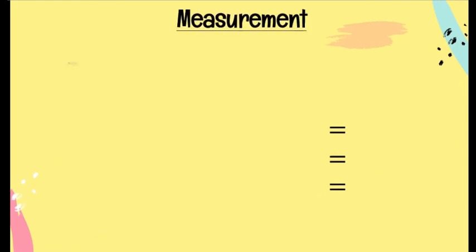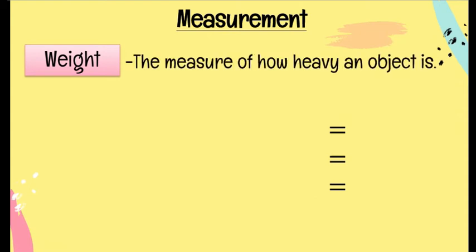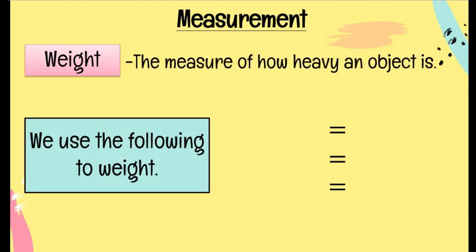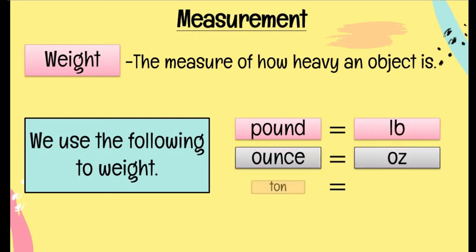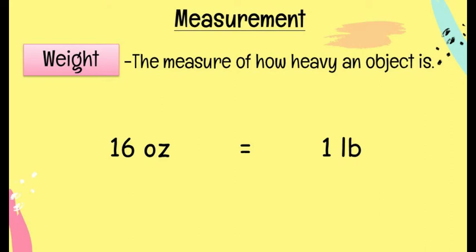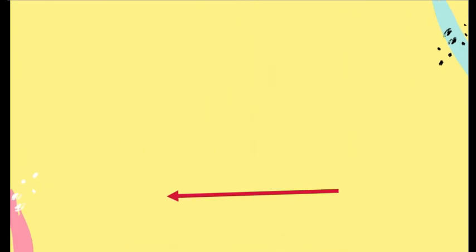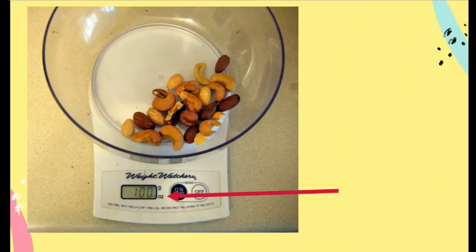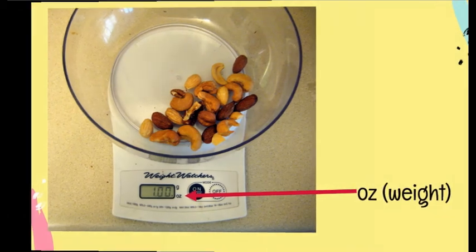Weight. The measure of how heavy an object is. We use the following to measure weight: pound or LB, ounce or OZ, ton or T. Ounce is equal to 1 lb. This is an example of a tool used to measure ounce weight, and this one is used for pound.